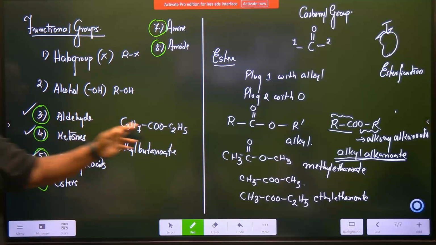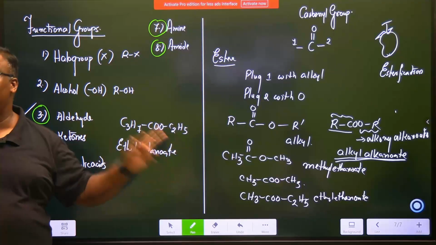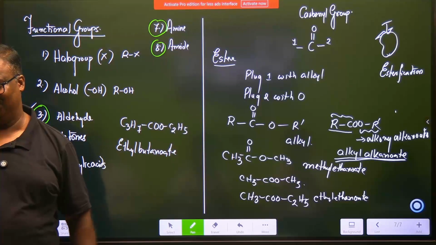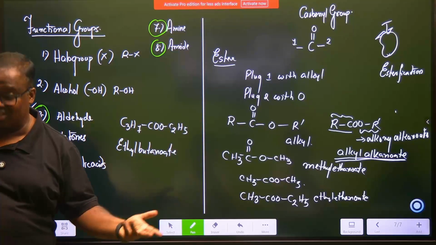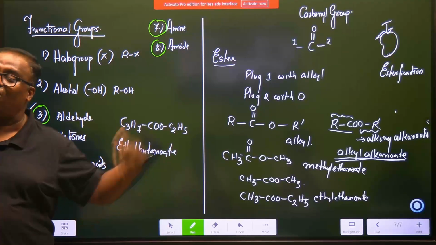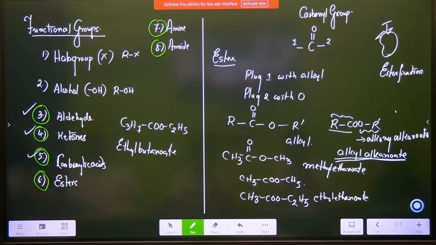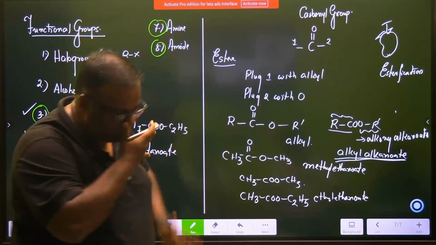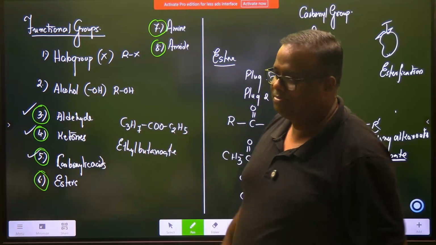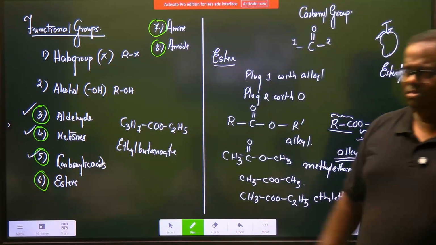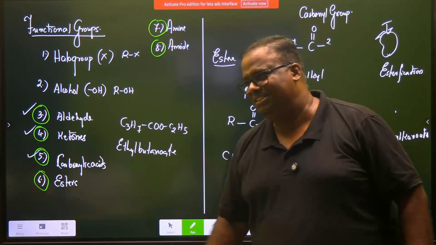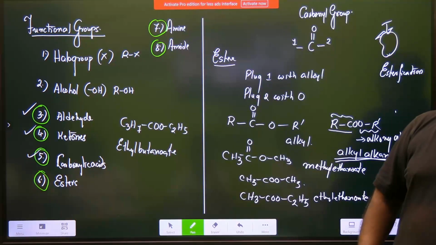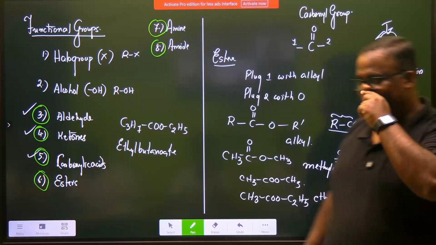Trivial name will be ethoxybutanoate. Beautiful. Alkoxy alkanoate. Ethoxybutanoate. Thoda aapko predict karna hai, like that. You have to be predictable.